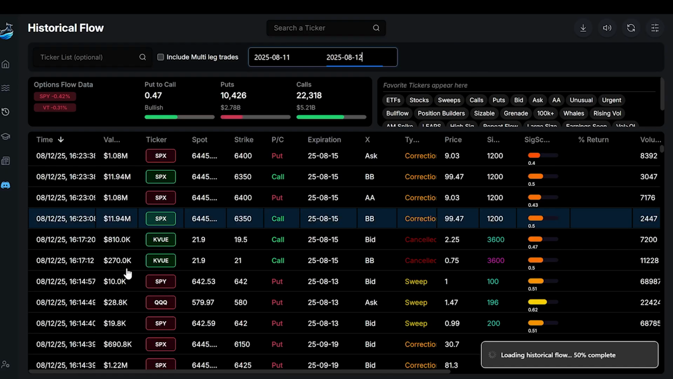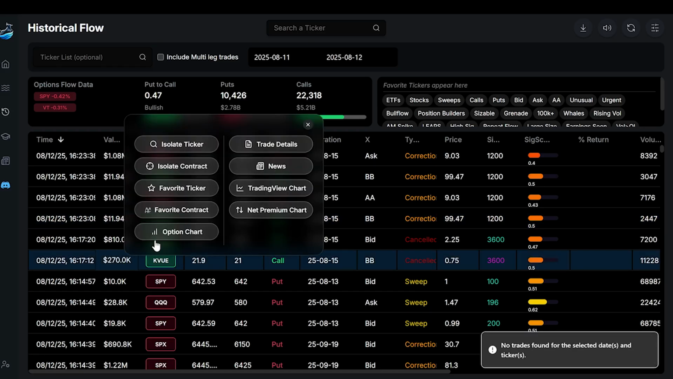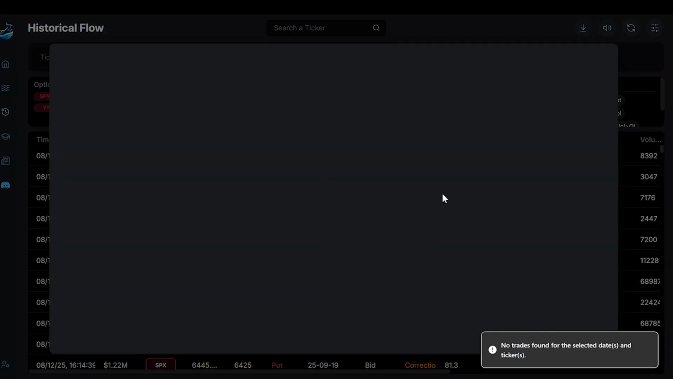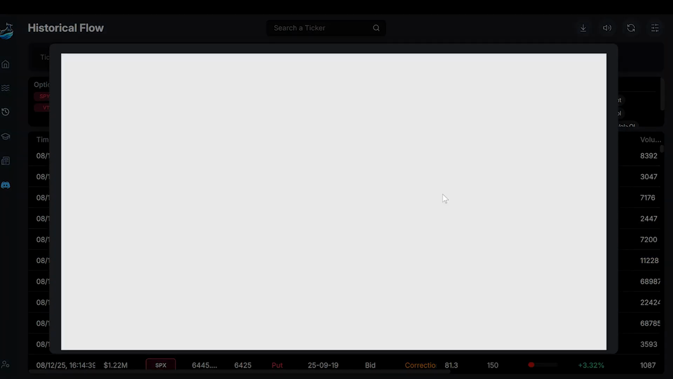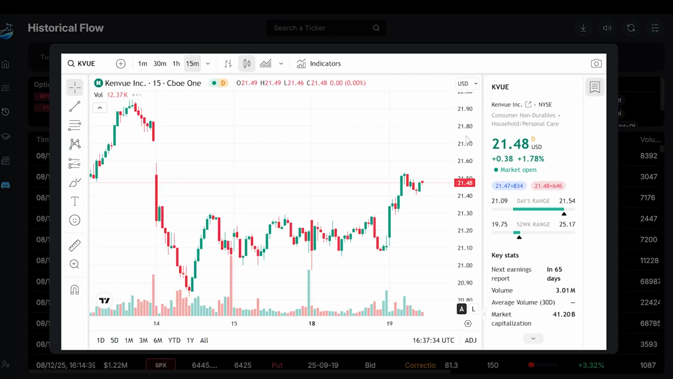One thing I do like about this is that you can click on a ticker in either this feed or the real-time feed and pull up a TradingView chart. However, the TradingView chart is going to pop up on top of your feed. So personally, I prefer to have Bullflow open on one screen and TradingView open on another screen. That way I can chart while keeping one eye on options order flow data.